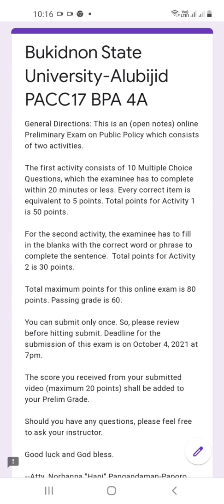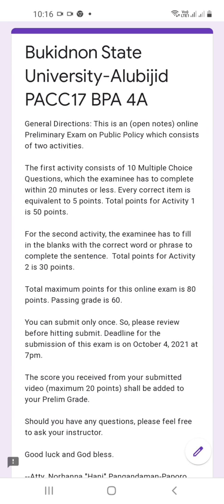So this examination consists of 2 activities. Activity 1 consists of 10 multiple choice questions, and you only have 20 minutes or less to finish this activity. Every correct item is equivalent to 5 points. That is why the maximum points that you can get for this particular activity is 50 points.